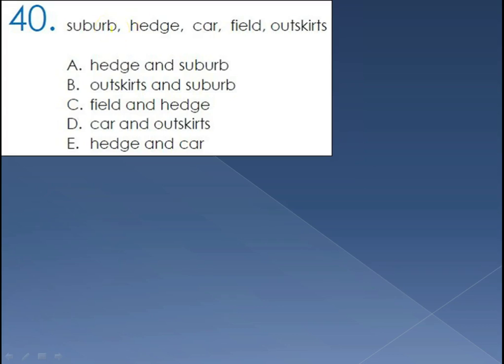Now, suburb, if we look here, a suburb means you can be in the urban or a suburb of a town. So the urban means you're in the middle of the town. Suburb means you live on the outside or in the countryside. So suburb and outskirts. If you're living outside the town, you're on the outskirts of town, or you're in the suburb. You're in the outer part. You're not in the urban. You're not in the centre of town. So these two have similar meanings, which means the answer has to be B. Outskirts and suburb have similar meaning.